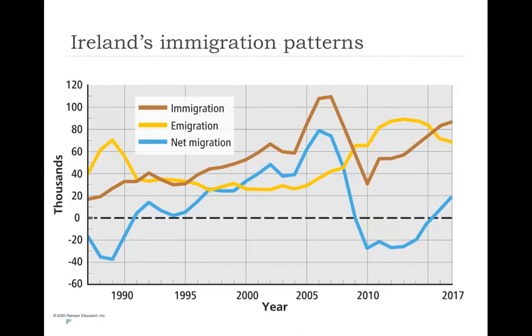So you see Ireland's immigration patterns here, and you can see the number of immigrants coming to the country from 2000 to 2017 moved up and down quite a bit. You see the net migration, they're actually losing a lot of people, right? So people were leaving that country versus coming to that country at that time. And they've seen a little bit of a resurgence in net migration as of late.